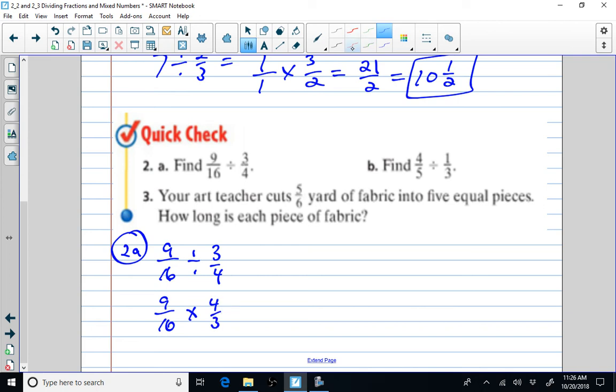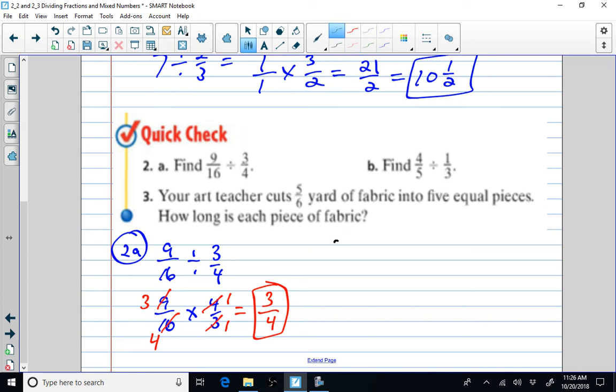I look to see where I can divide out, and I can divide out 4 and 16 by 4. So that becomes 1. That becomes 4. I can divide out 3 and 9 by 3. That becomes 1. That becomes 3. I multiply numerator times numerator, denominator times denominator. 3/4 is a fraction in simplest form.